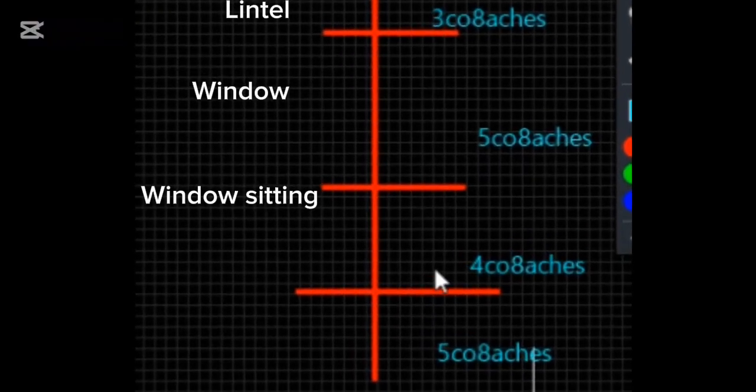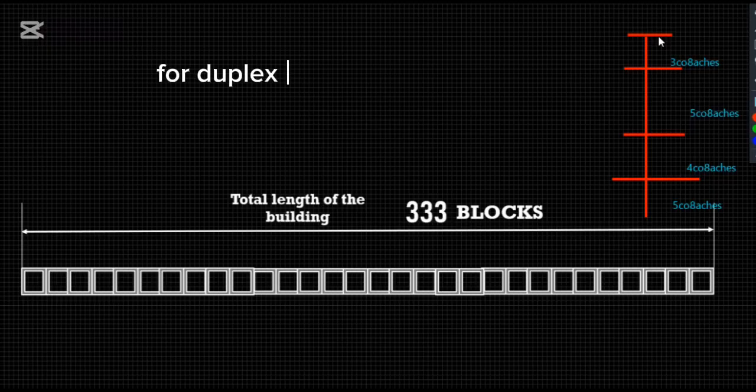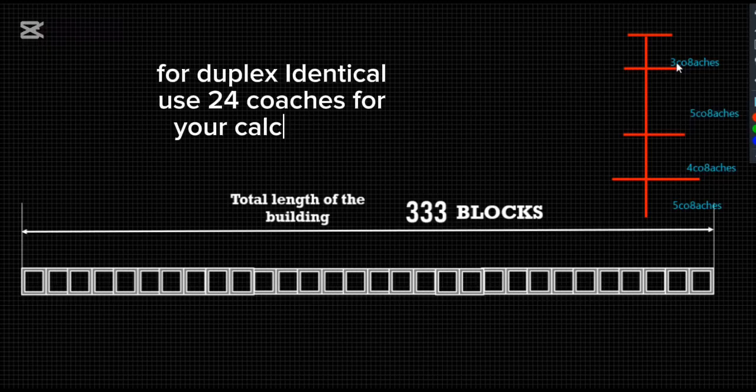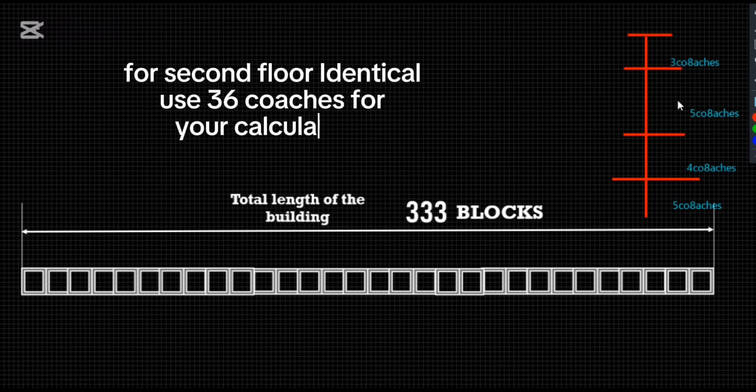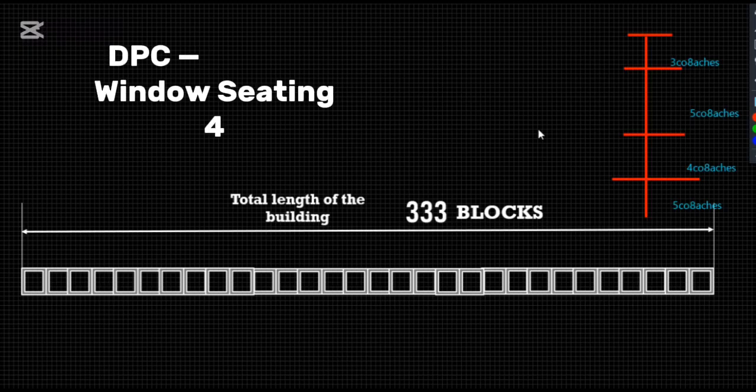Now, if you have an identical building on top, that's 1 story, you now have 24. If you have an identical building on top again, the second floor, you have 36 in that order. So let's concentrate on the first one. 4 plus 5, 9 plus 3, we have 12, right?